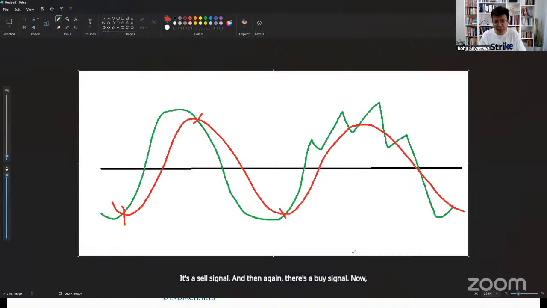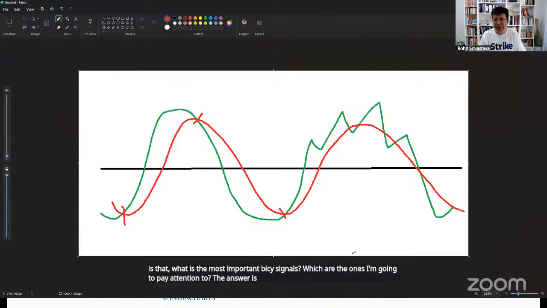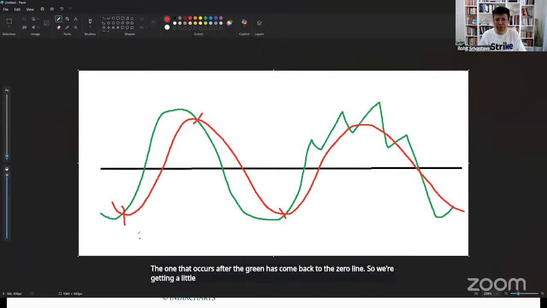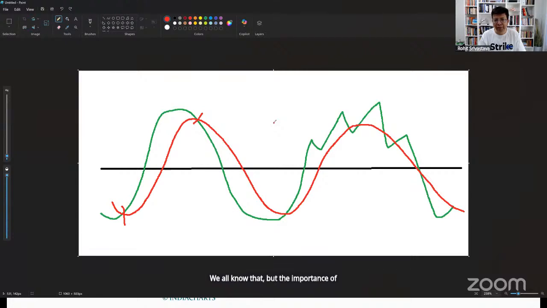Now, what is important about these buy sell signals over here is, what are the most important buy signals? Which are the ones I'm going to pay attention to? The answer is the one that occurs after the green has come back to the zero line. So we're getting a little more into the concept. I'm sure most of you have used an indicator at some point of time. So when you see this crossover, yeah, that's a buy signal, that's a sell signal. We all know that. But the importance of in between buy sell signals.